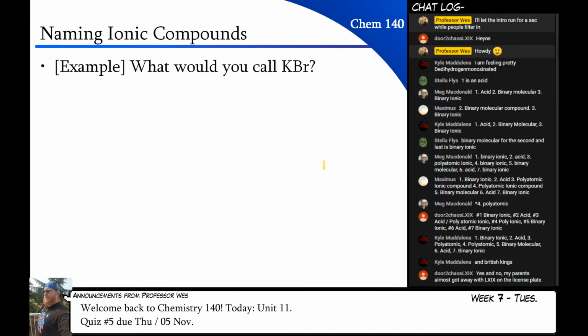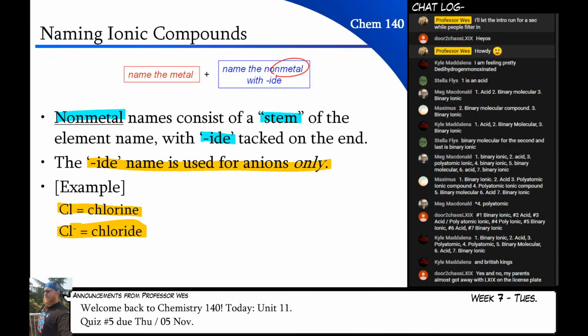Now, where is this list of "-ide" anions? I believe it's in your text. I don't have it in the slides, but you've probably heard of these already. So as we do them, you're going to just naturally append "-ide" to things and be like, oh, okay, yeah, I've seen that.